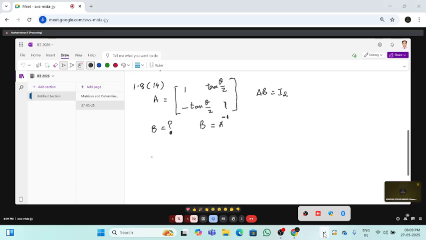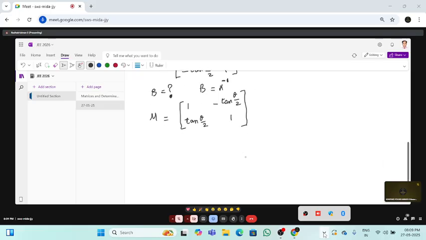So I will just go ahead and write down the steps. The steps for inverting are: first write down the minor. What is the minor now? This is 1. This is minus tan theta by 2. Minor means you remove that row and the column and then one element remains, that is your minor. Okay. So this is tan theta by 2, 1. This is your minor. Next step is cofactor. So what is your cofactor? Cofactor, put appropriate sign.